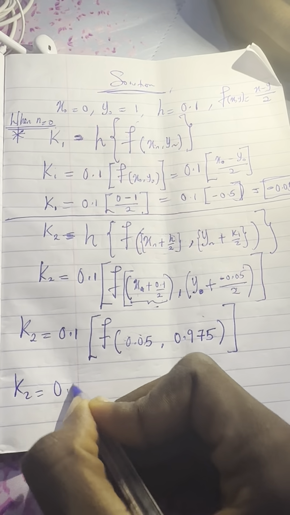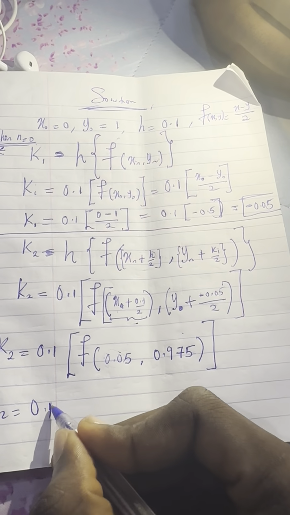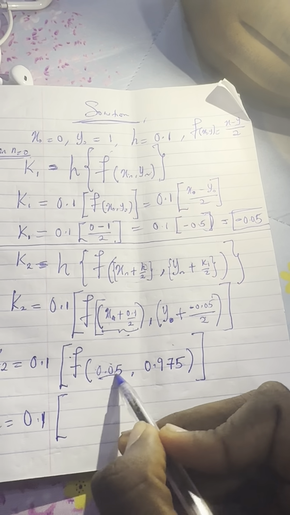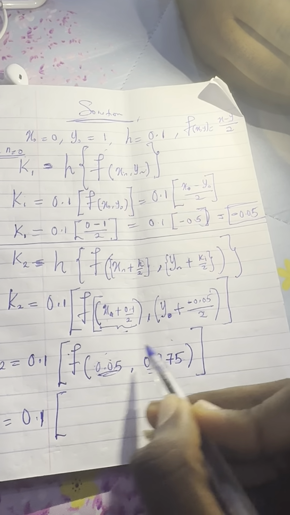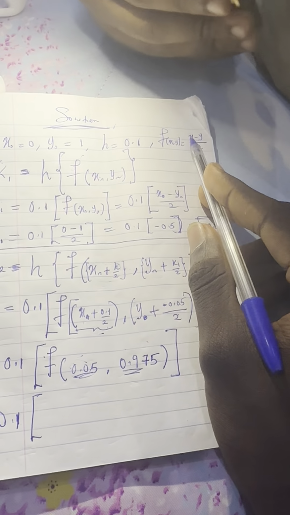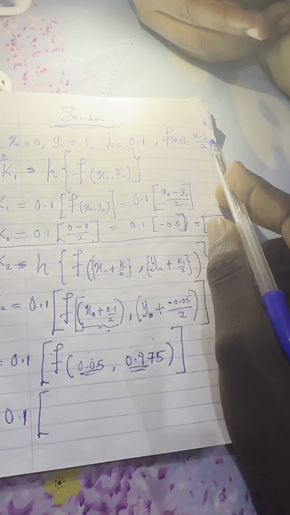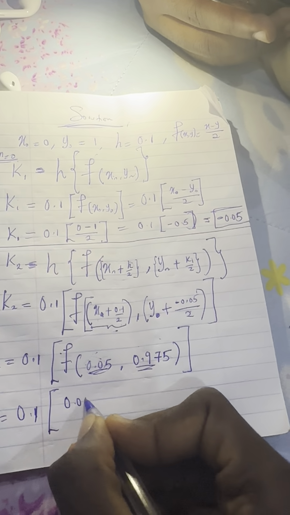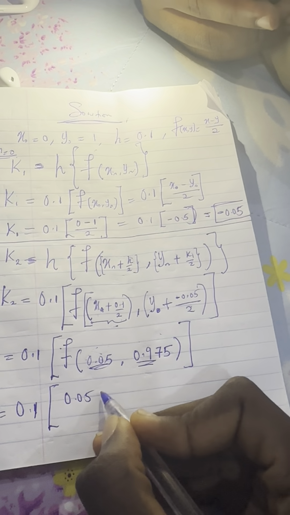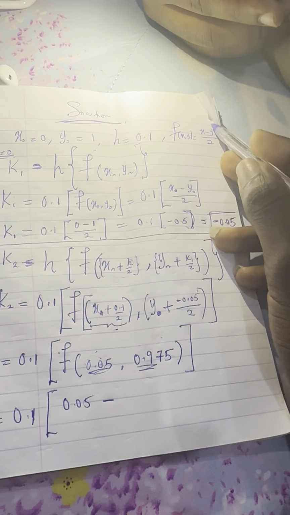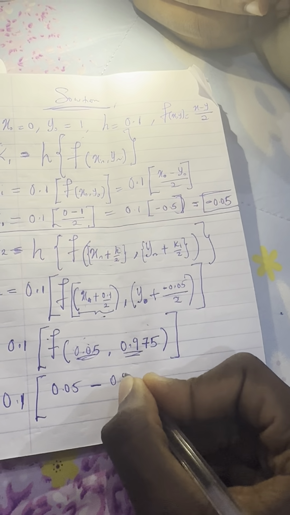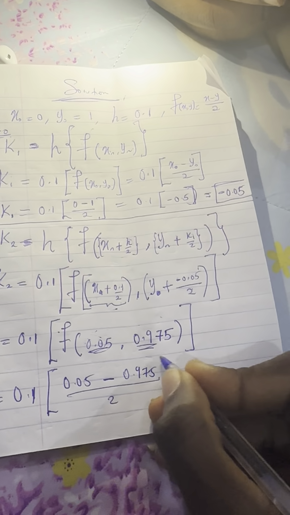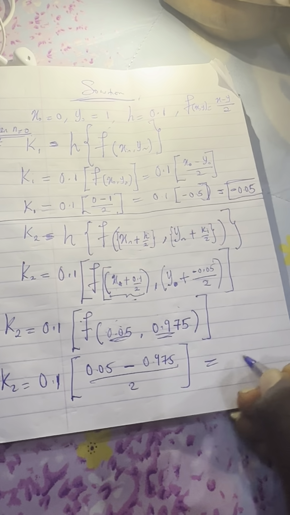This is 0.1. Then that means in this case I'm having f of this comma this. This is my x, this is my y. Just to slot it here: my x minus y over 2, right? What's my x now? My x is now 0.05 based on what I see here. Minus, what is my y? My y is already 0.975. Then over 2. You solve this out to get your final answer.